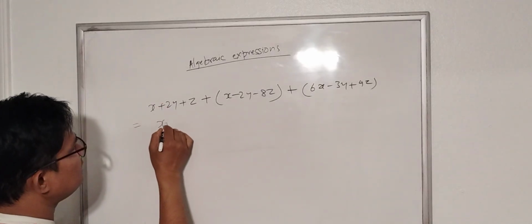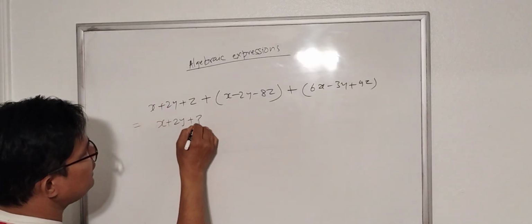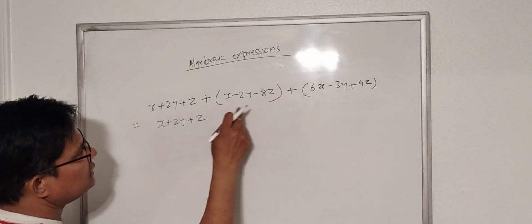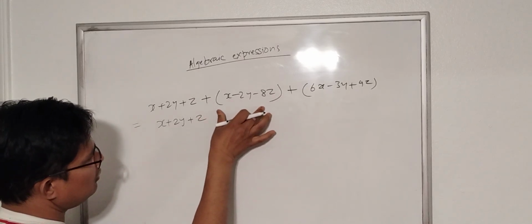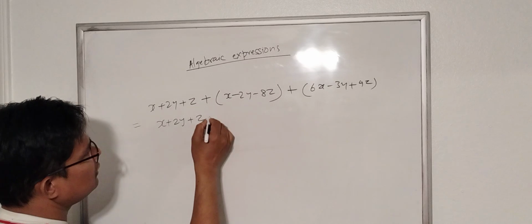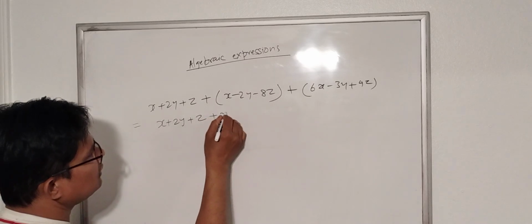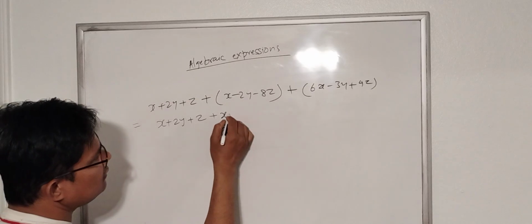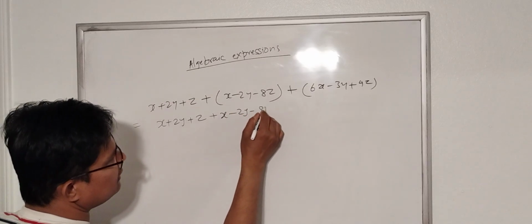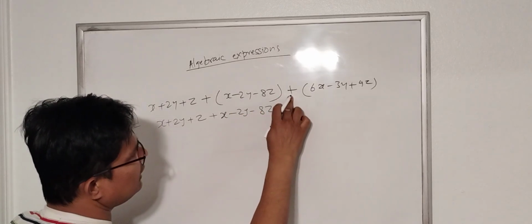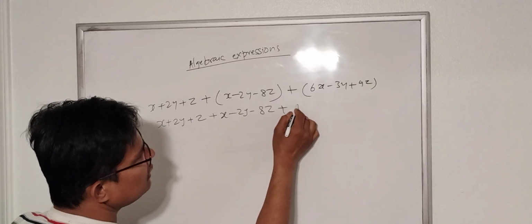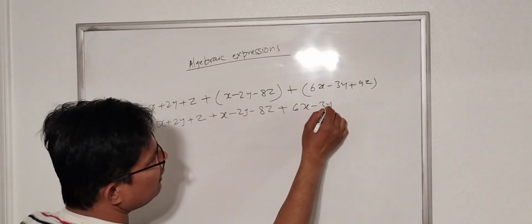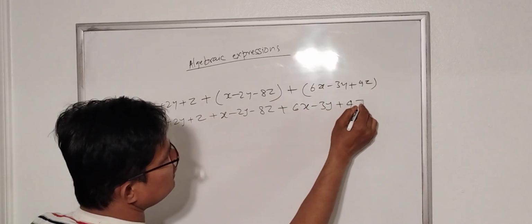So x plus 2y plus z, and then I will take all these terms out of the bracket. So this one will be x. Since the outside sign is positive, nothing will change here. Minus 2y minus 8z, and again the plus sign is here, so nothing will change inside. So 6x minus 3y plus 4z.